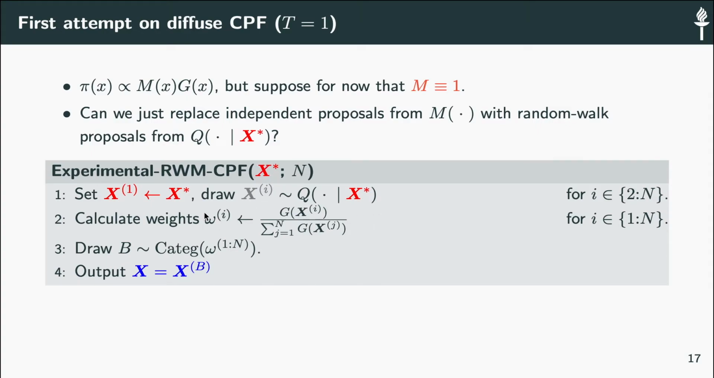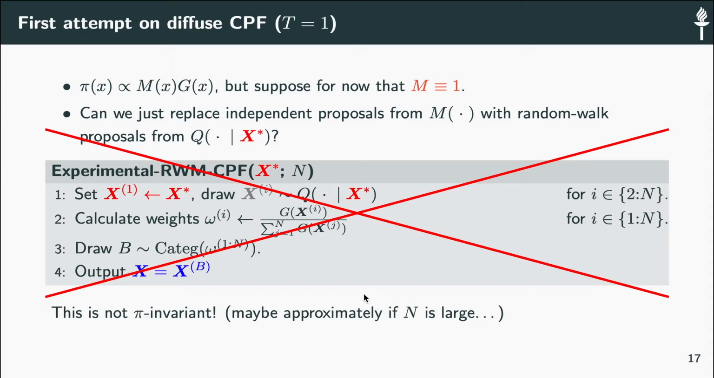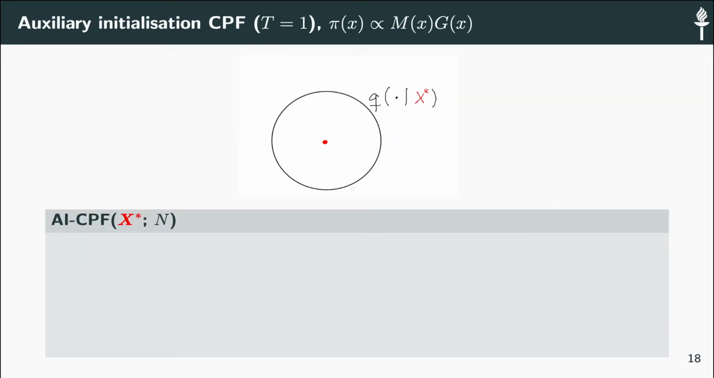Okay, so is this a good algorithm? Well, the answer is no, it's not. It is not pi invariant anymore. So this will be a biased algorithm, and not so interesting. So is it hopeless to try to do anything like random walk here, or is it really complicated? Well, it turns out that it's not. We need only a little modification of the previous algorithm to actually make it work.